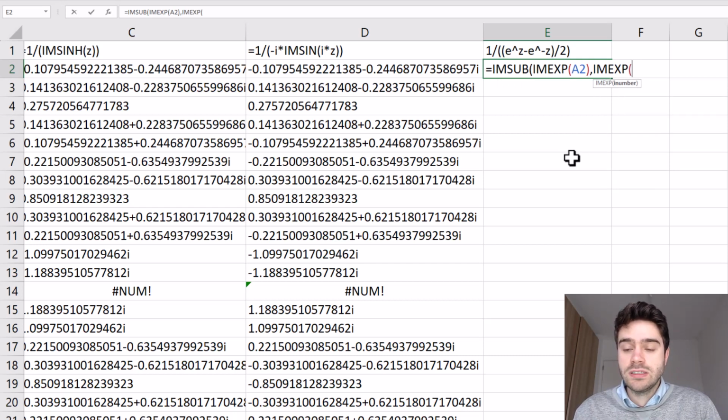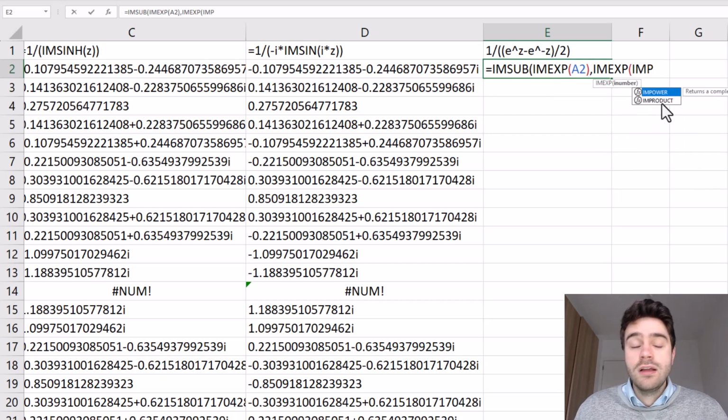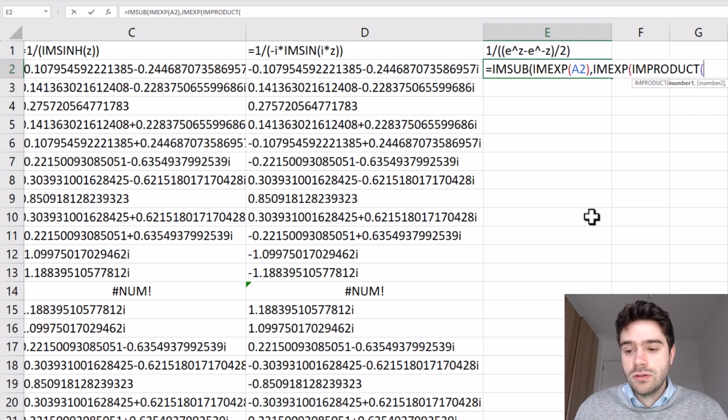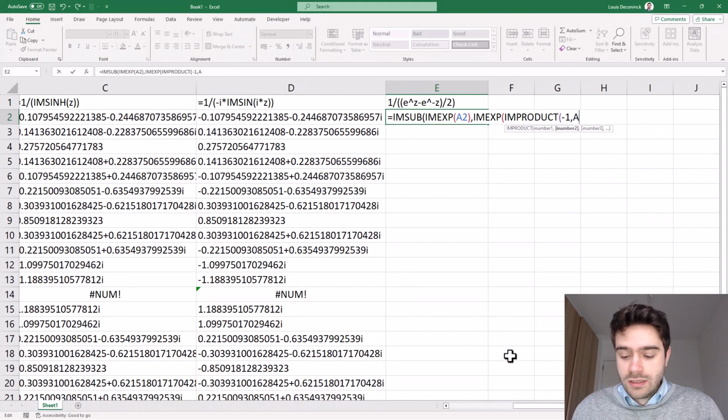So first we need to multiply this complex number with minus 1. This we can do with the IMPRODUCT function. So the first argument is minus 1, which we multiply with the cell in A2, which contains our complex number. So I close three parentheses. So what we have right now is e to the power z minus e to the power minus z. Okay, so now we need to divide this by 2.